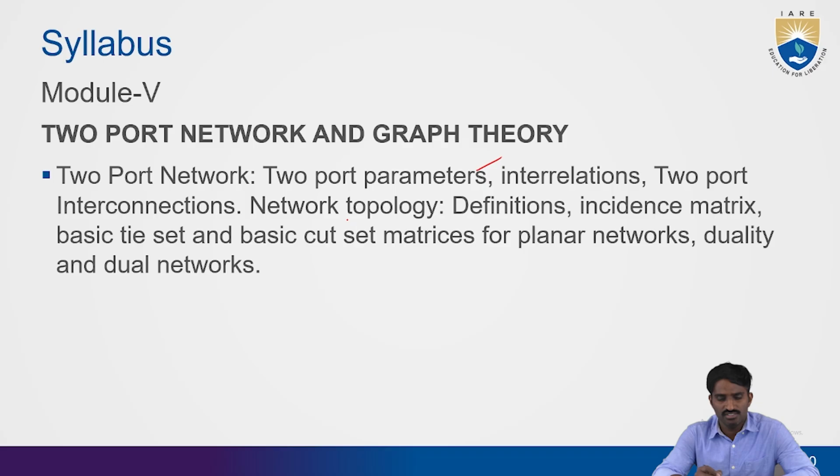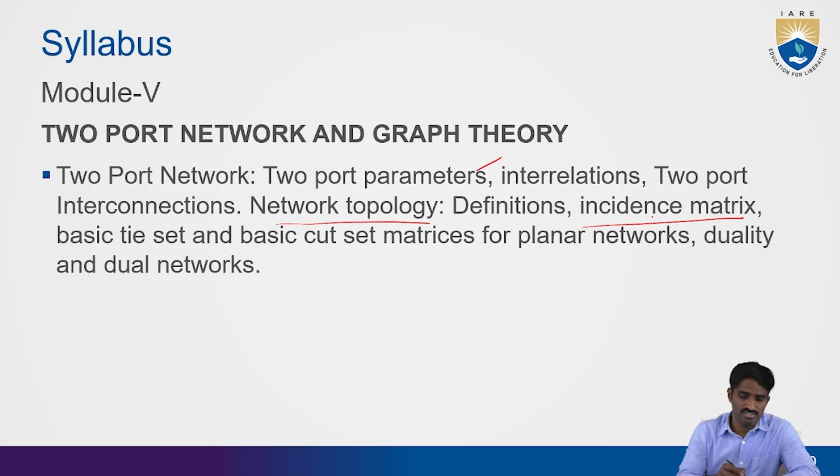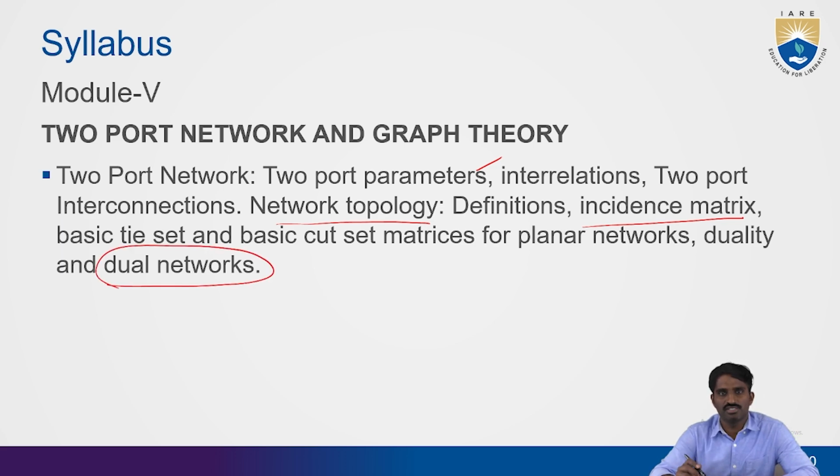Also here we will discuss network topology, which means how we can convert a network into a graph, and what the various techniques are to reduce the graph. We will also discuss the incidence matrix, which is how we can convert the graph into a matrix, and the concept of basic tie set and cut set. And finally, we will discuss the dual network concepts in this particular module.